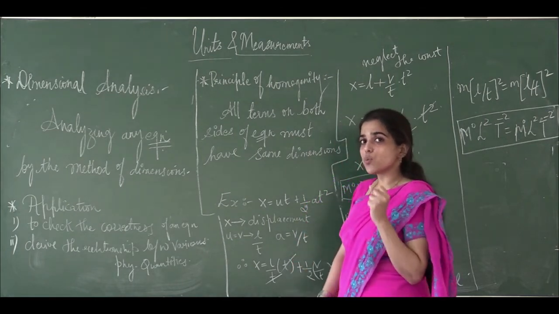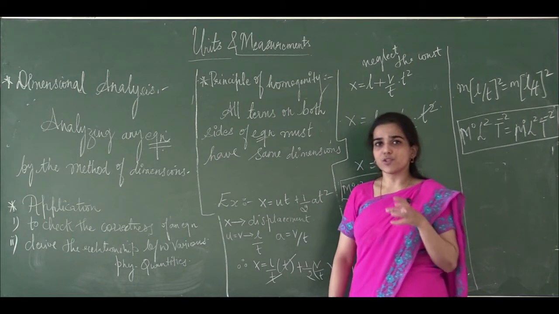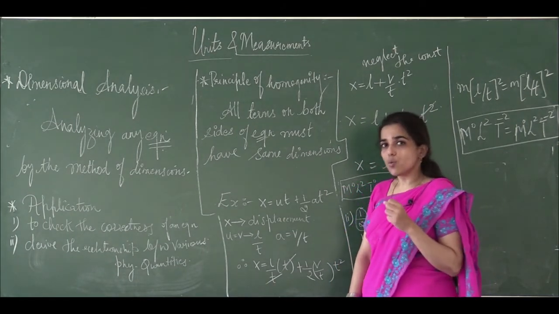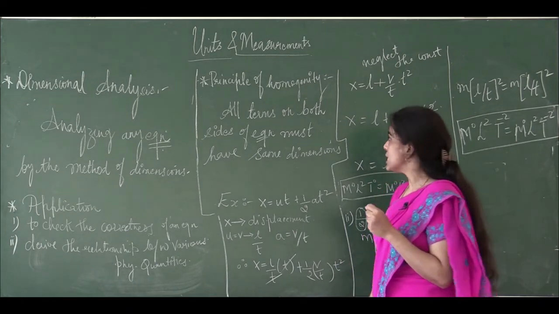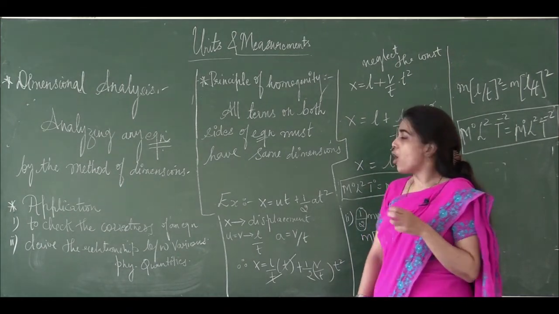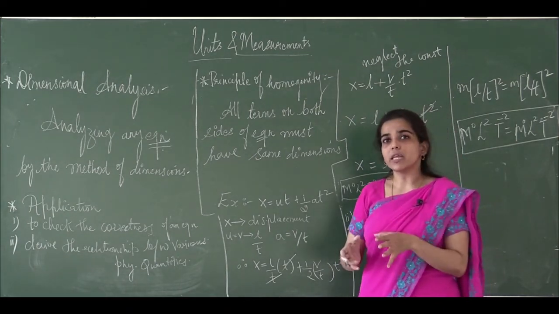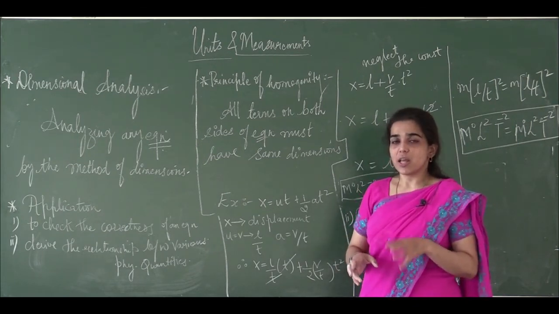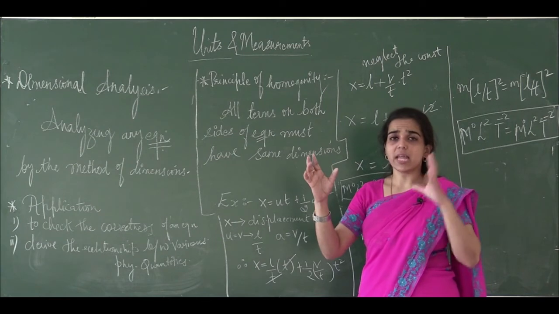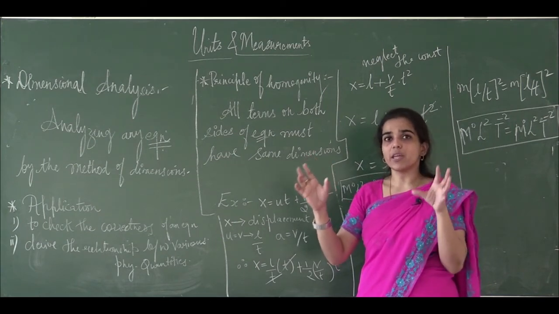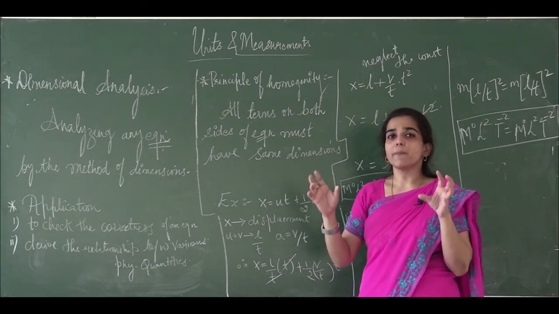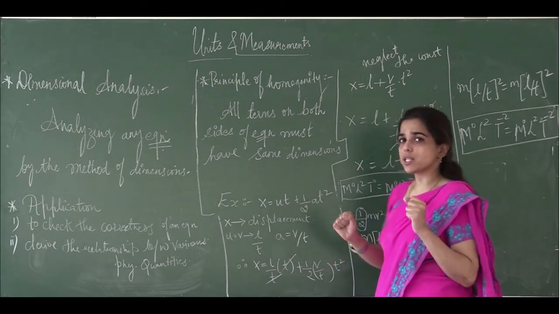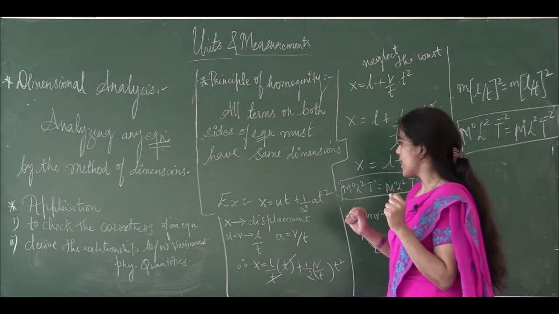Next we have the last concept of this unit, called the principle of homogeneity. So what does the principle of homogeneity say? It says that all the terms on both sides of the equation must have the same dimensions. It is like the LHS and the RHS, whatever equations we are using, they both must have the same dimensions on both sides. For this, let us look at an example.